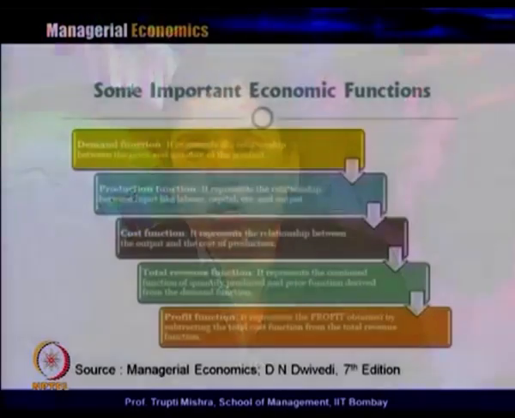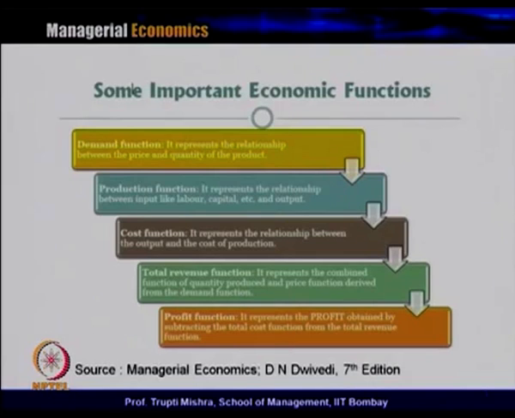Till now, all our discussion has focused on the demand function, but apart from the demand function there are certain other topics where we generally use the relationship between two variables in functional form, like the production function, which represents the relationship between the inputs like labor and capital and the output. We talk about the cost function, which is the relationship between the output and the cost of production associated with it. Then we talk about the total revenue function, which represents the combined function of quantity produced and price based on the demand function.